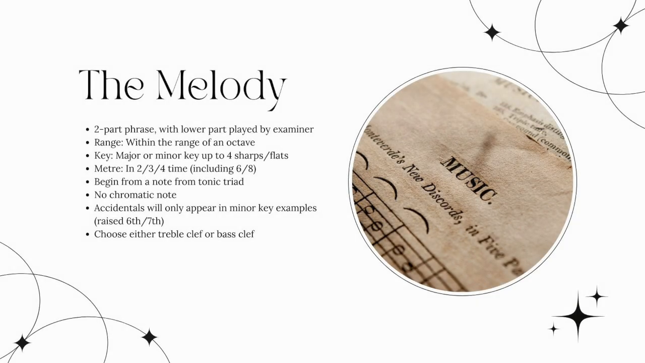The melody would be a 2-part phrase with the lower part played by the examiner. It will be within a range of an octave. It can be in a major or minor key up to 4 sharps or flats. The meter is in 2, 3 or 4 time, including 6/8 time. It will begin from a note from the tonic triad. There is no chromatic note involved. The accidentals will only appear in the minor key examples, like the raised 6th or 7th. They can choose to read either treble clef or bass clef.